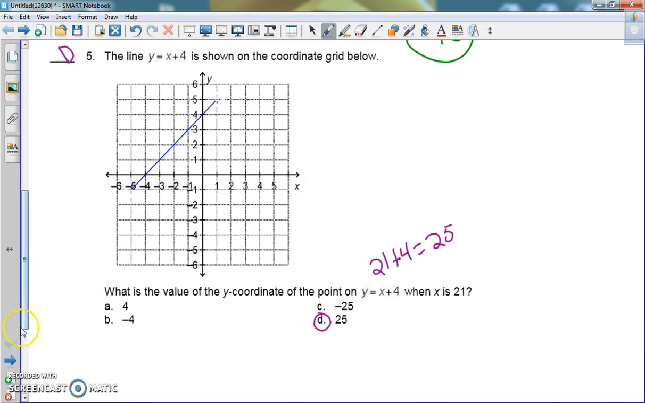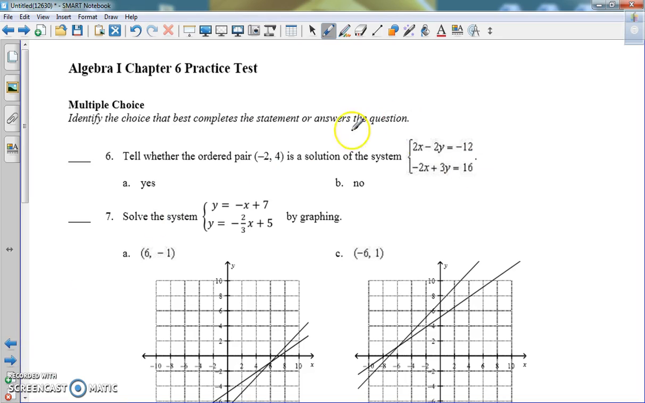Going to the next part, which is number 6. We're going to tell whether this ordered pair is a solution to this system. So I'm going to start by plugging it into the top equation. So remember, in an ordered pair, this is always x, this is always y. So I'm going to have 2, maybe.